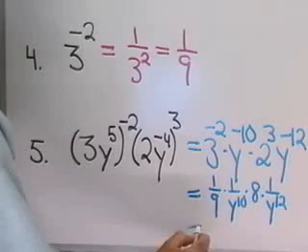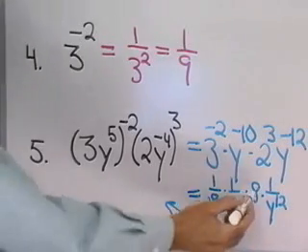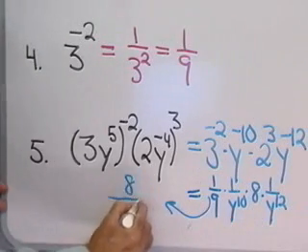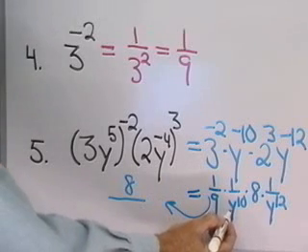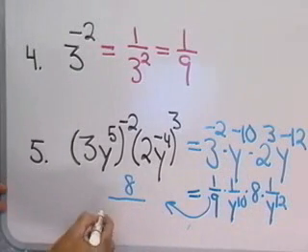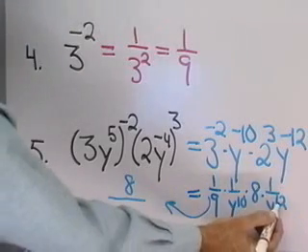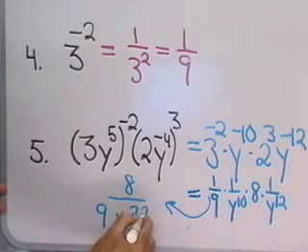Now I'm running out of room right here, so I'm going to bring this back over here and write this as 8 in the numerator over 9 y to the 10th times y to the 12th, which should be 9y to the 10 plus 12, which is 22.